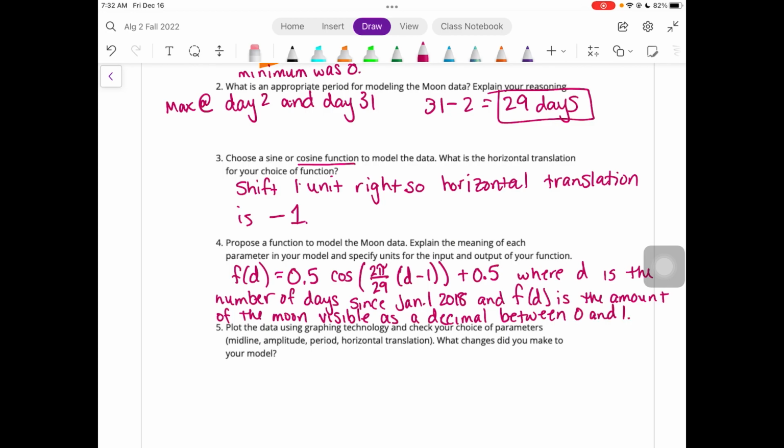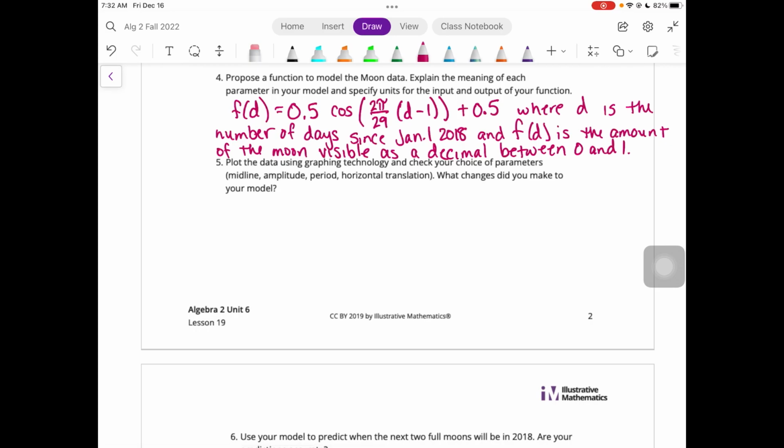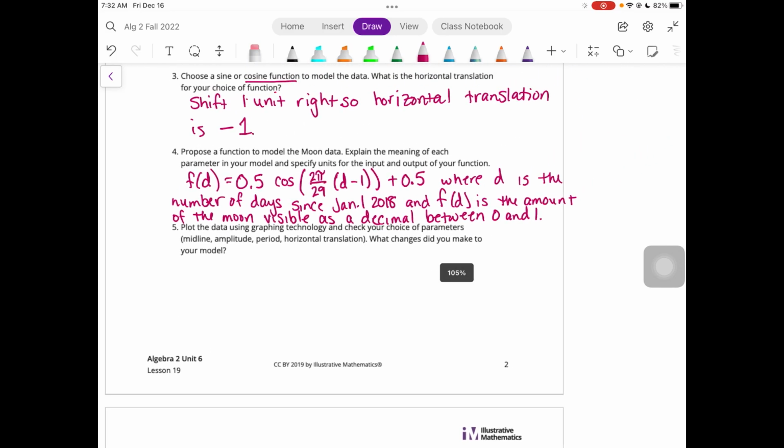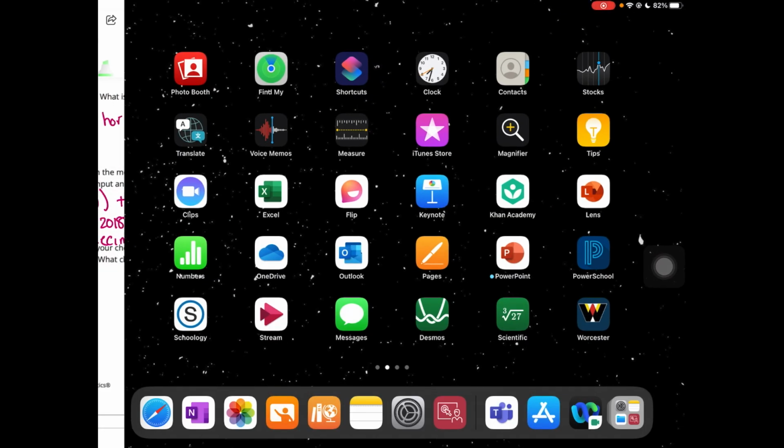All right, so then we're going to plot the data using graphing technology and check our choice of parameters. All right, so let's take a look at our graphing calculator.